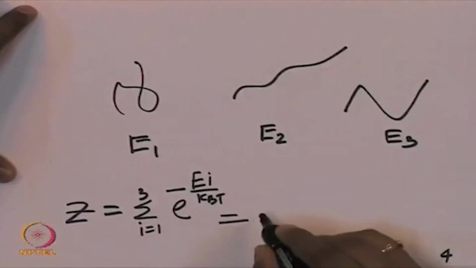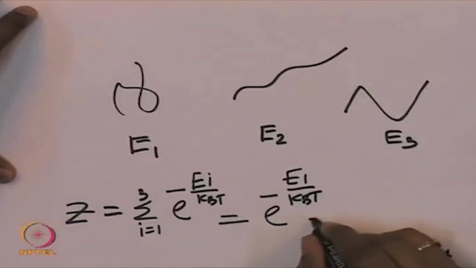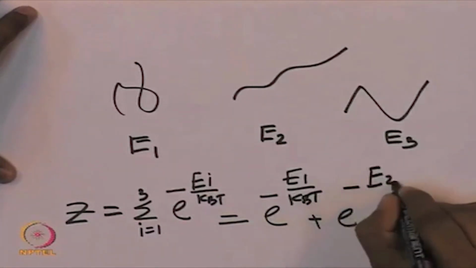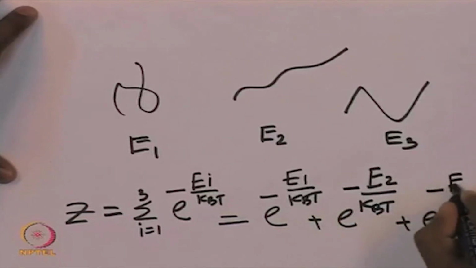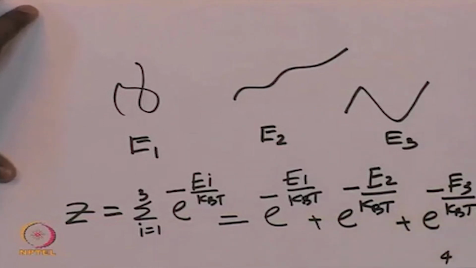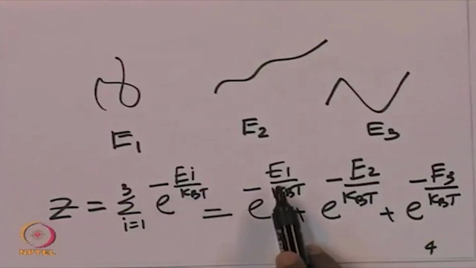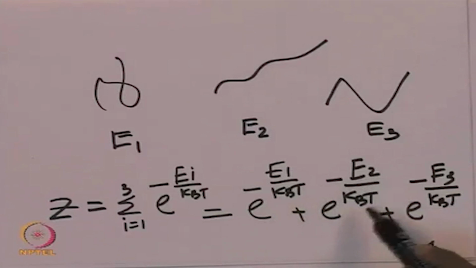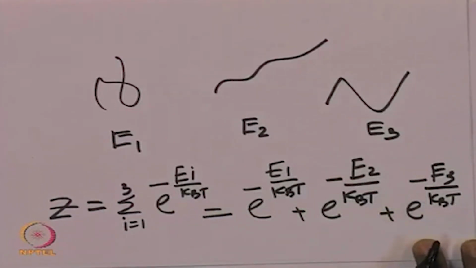This is the definition of the partition function. It means e power minus E1 by kBT plus e power minus E2 by kBT plus e power minus E3 by kBT. If you calculate this, you will get a quantity, and that quantity is called the partition function. Once you know the partition function, we can calculate many quantities. We will discuss that in detail, but this is the definition of the partition function.